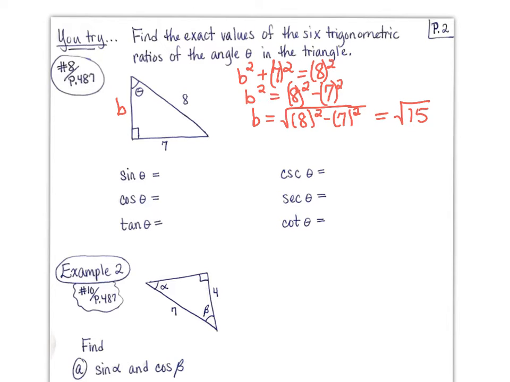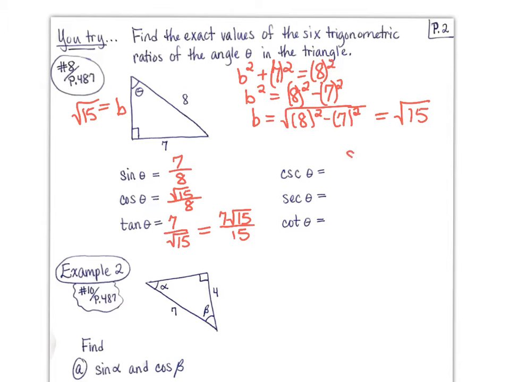What's sine of theta? Good. 7 over 8. What is cosine of theta? Square root of 15 over 8. Good. What's tangent of theta? 7 over root 15. Good. And then we rationalize that by multiplying by square root of 15 over square root of 15. And what does that give us? 7 times 15. Go ahead. 7 times root 15 over 15. Good.